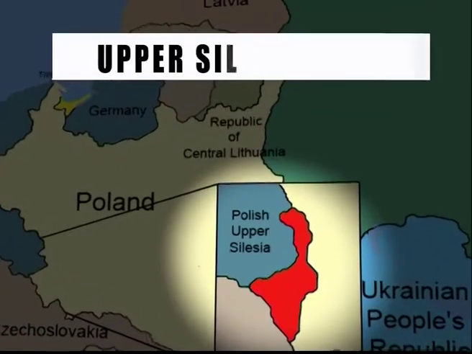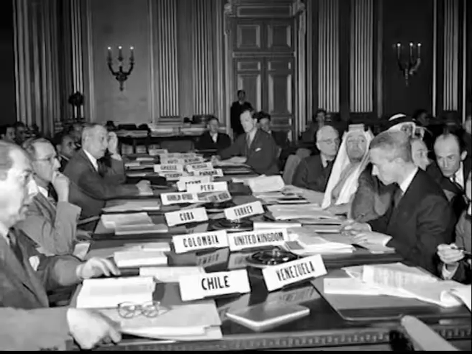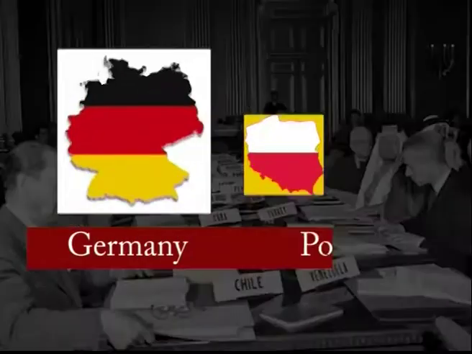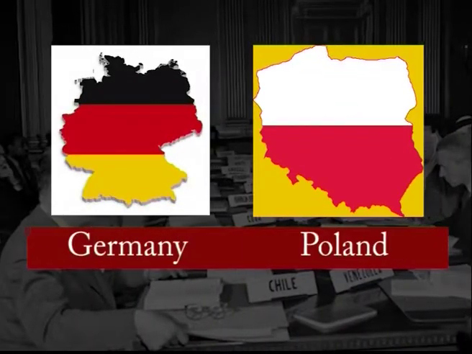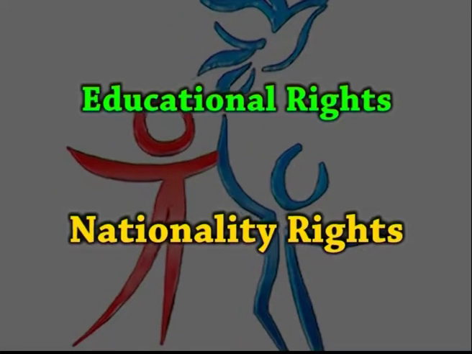It can be said that the intervention of the League had been numerous. For example, in the case of Upper Silesia in 1920, the League appointed an expert commission which enabled Germany and Poland to arrive at an understanding to give more rights to the minorities, including, say, educational and nationality rights.